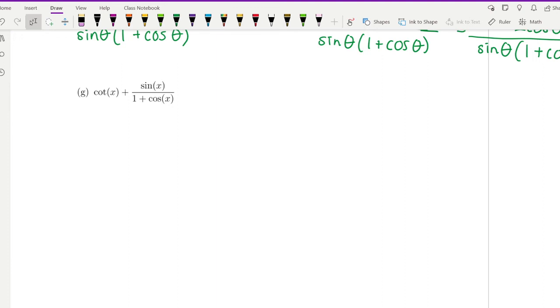So this one is somewhat similar to the last one in that we're trying to add two things together, and really we want to create a common denominator. So in this case, how do we create a common denominator? Well, let's actually see if we can make the first part look more like a fraction. And I'm sure that this one could work out without doing that.